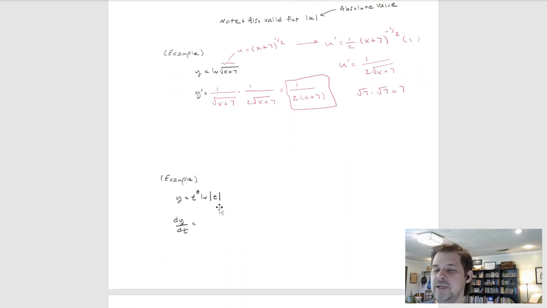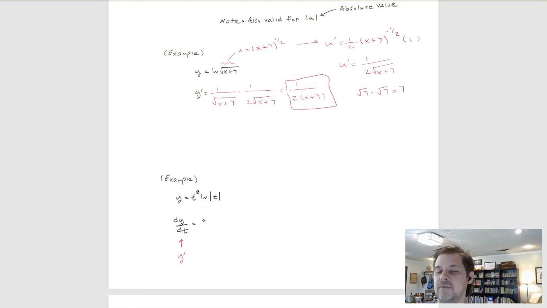So let's try this one now. This one says y this time is a function of t. T to the 8th power times natural log of t. It says find the derivative of dy over dt. So you could also say this was y prime if you wanted to. But when we write this, it's called Leibniz notation. It means that y is the dependent variable and t is the independent variable. Y is a function of t this time. We wouldn't write dy over dx because x isn't the variable.